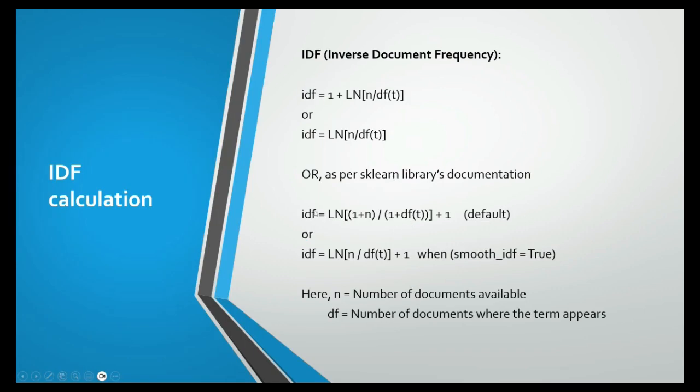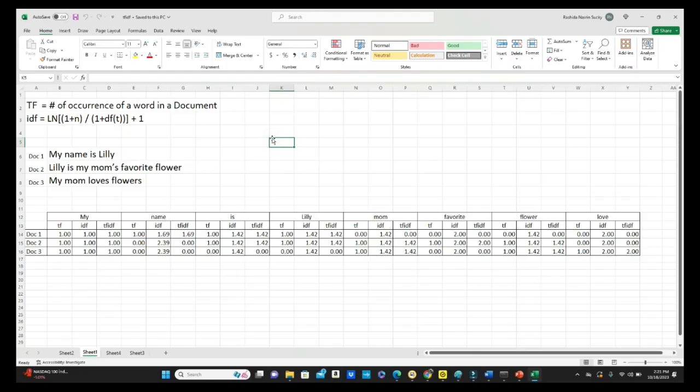Now let's use this one, what the scikit-learn library usually uses. Here I have the Excel sheet for you, and for TF, I'm going to use this formula because that's what the scikit-learn library uses: just the simple number of occurrences of a word in a document. In IDF, this formula: ln of (1 plus n) divided by (1 plus df), plus 1. And here we have our 3 documents: My name is Lily, and the other 2. And we have all the words listed here.